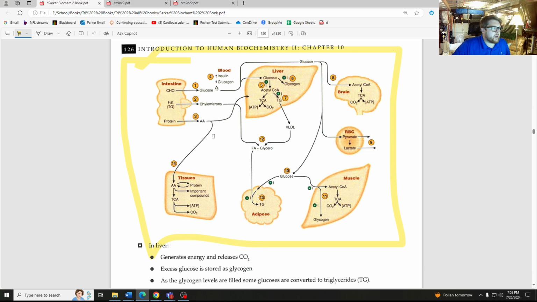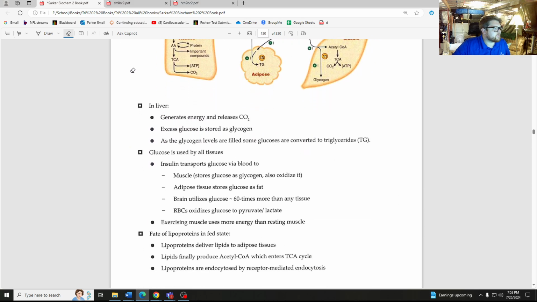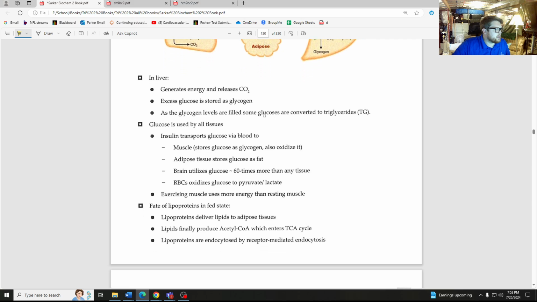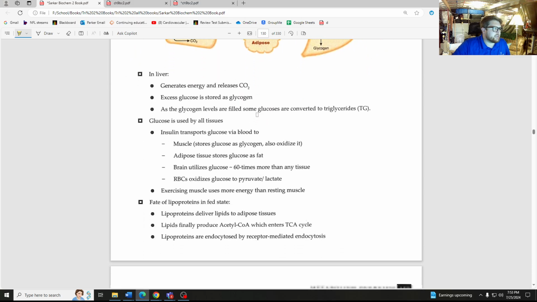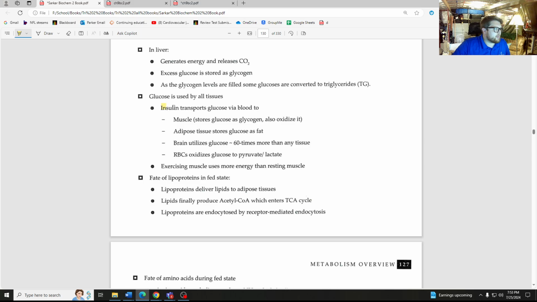Proteins get broken down to amino acids and where those can go, kind of how all of this is connected. This is a really, really good picture. Again, all of this here, just going over this picture in general. Remember, insulin versus glucagon, we need to remember that glucose is used by all of those different tissues.